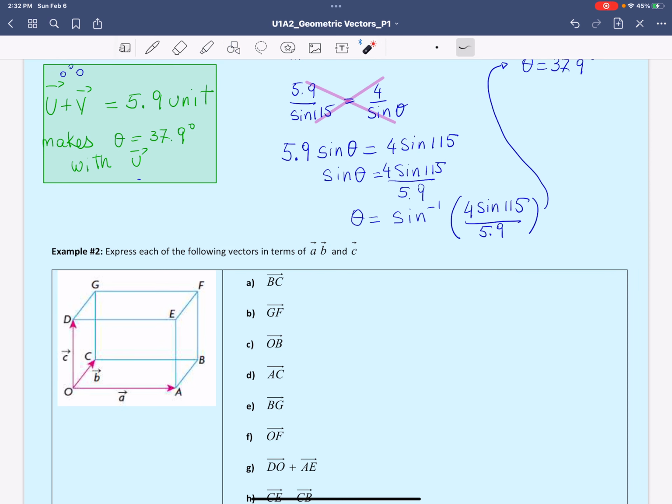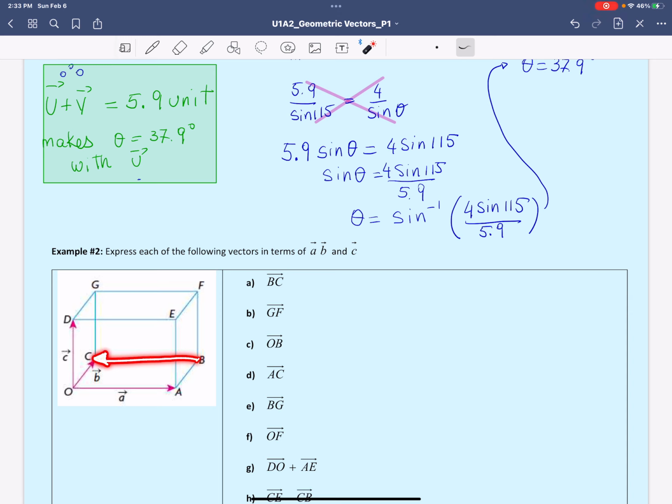In the next example, we have to express each of the following in terms of vectors a, b, and c. As you can see here, we have a 3D shape. It's a rectangular base prism where vectors a, b, and c represent respectively the two sides of the base and the height of the prism. So vector BC, I'm going to draw the vectors as I identify the lengths. Vector BC starts at B and ends at C. So it is going this way.